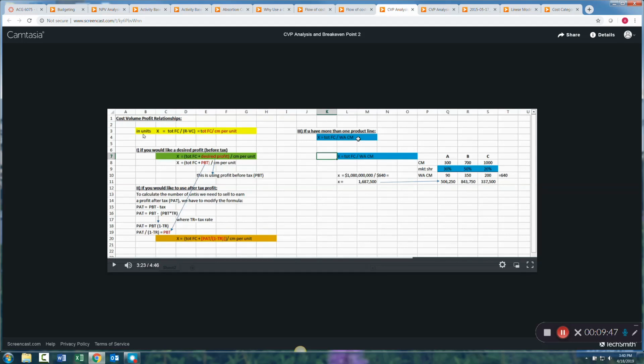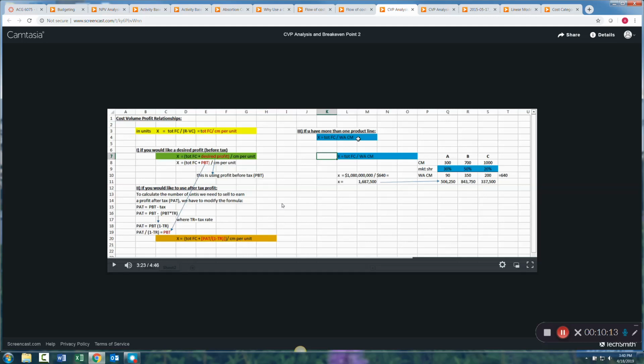Besides just the break-even point, which is this yellow formula here, we also saw how we can modify this formula to include a desired profit. And if you wanted to include a profit before tax, because in this formula, when we put the desired profit, we're probably assuming after tax, you just have to modify the formula a little bit based on this algebra.